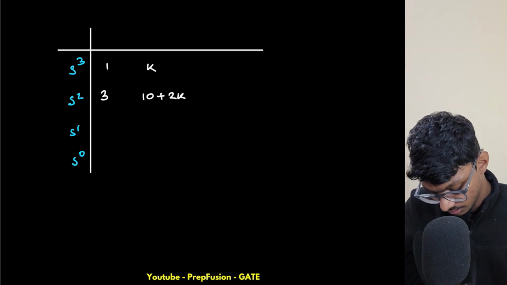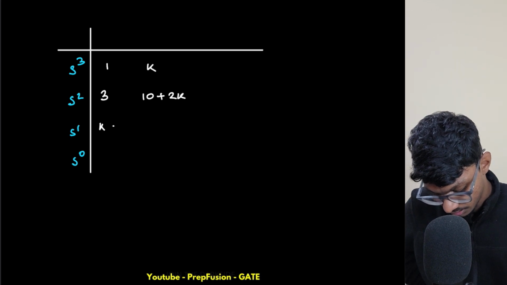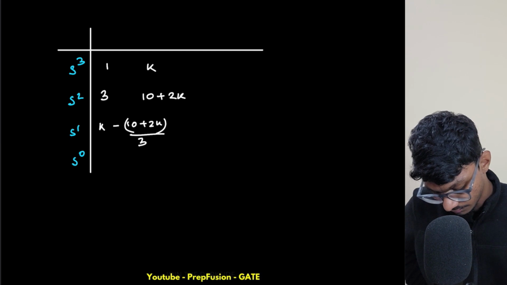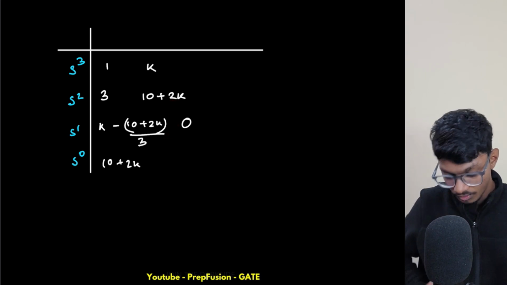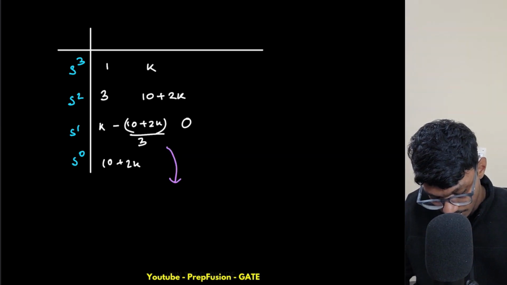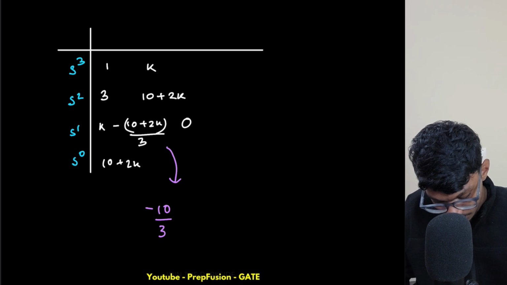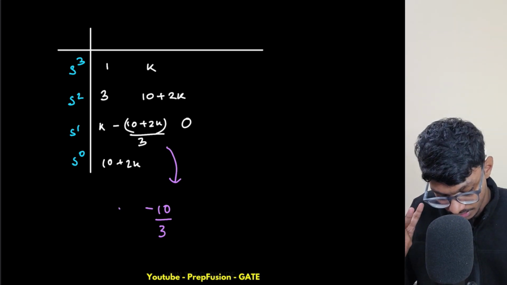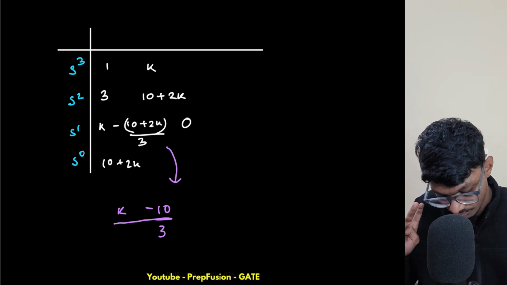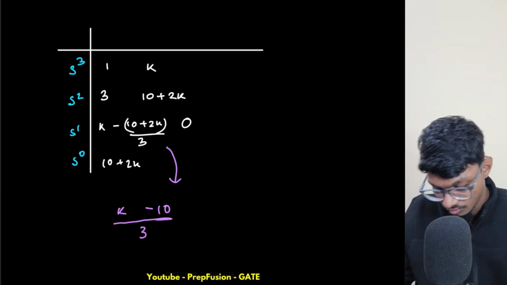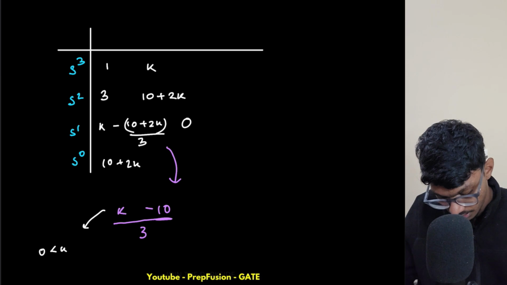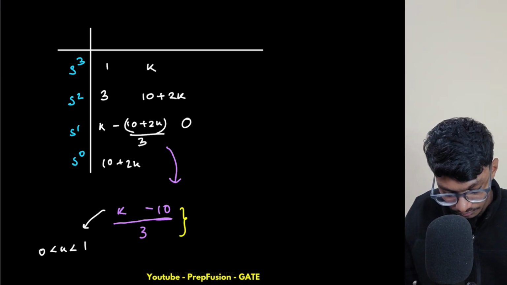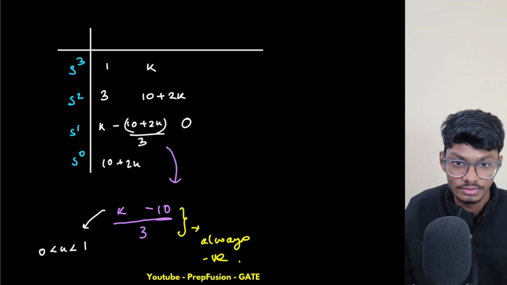Now solving, this becomes k minus (10 plus 2k) divided by 3 itself, and here it is 0, so this will directly come down here. This is 10 plus 2k. Now if my k is varying, I will simplify this further. This is minus 10 by 3, and this is k minus 2k by 3, so this is minus k by 3. As my k is varying between 0 to 1, this will always be negative.